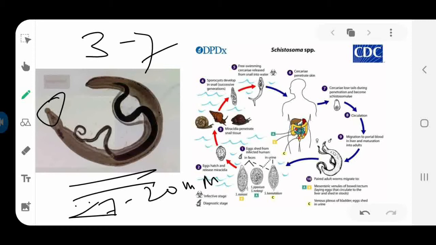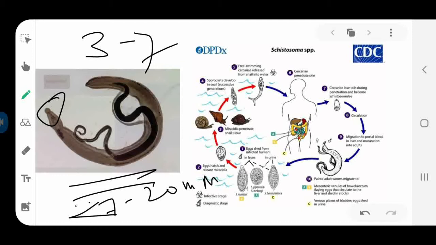They mature into adult worms. The paired male and female adult worms migrate, depending on their species, to the intestinal veins of the bowel or rectum, or to the venous plexus of the genitourinary tract, where they reside and begin to lay eggs.